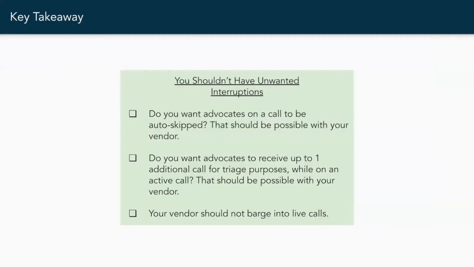Our takeaway about this is really just that you shouldn't have unwanted interruptions. So if you want your advocates, when they're already on a call supporting somebody who's called your hotline, to be automatically skipped and the next person to be called, then that should be possible with your vendor. And if that's not your policy, some agencies that we talk to say that if somebody's on the hotline speaking to a caller, then that person should be able to take up to one additional call for triage purposes. If that's your agency's policy, then that should be possible as well.